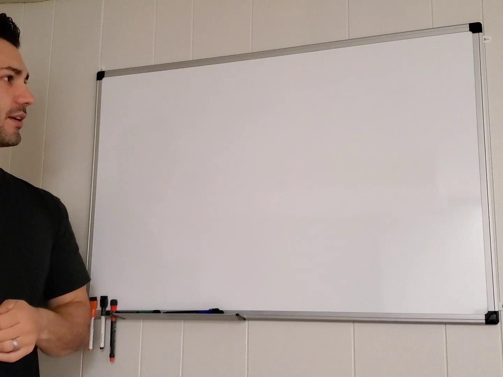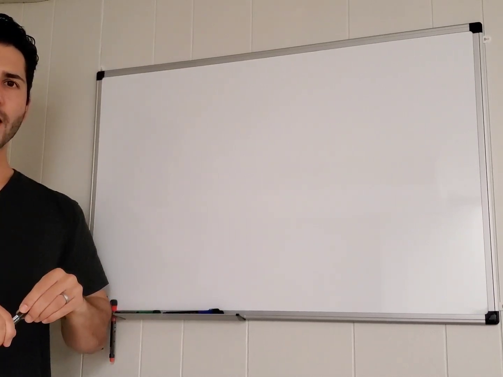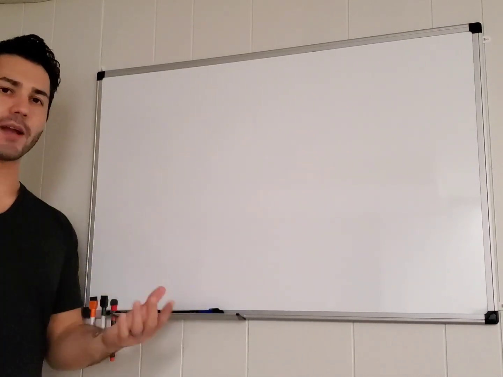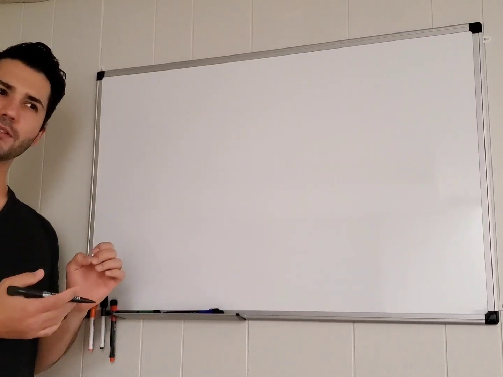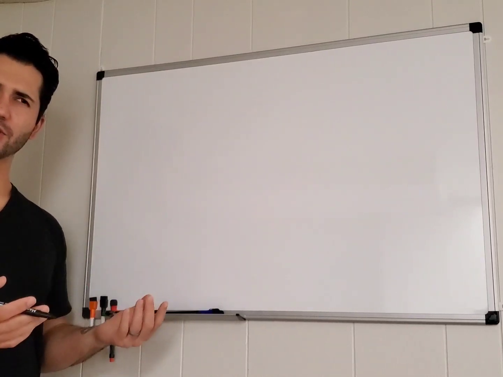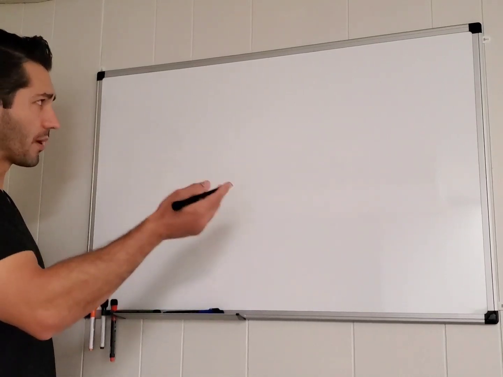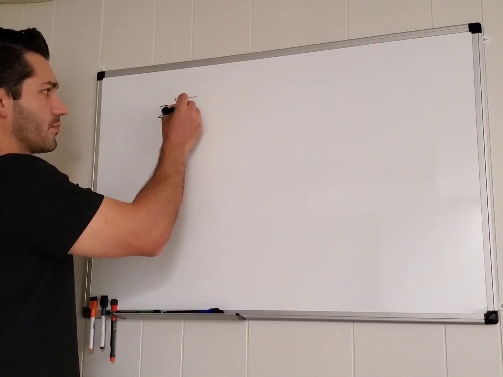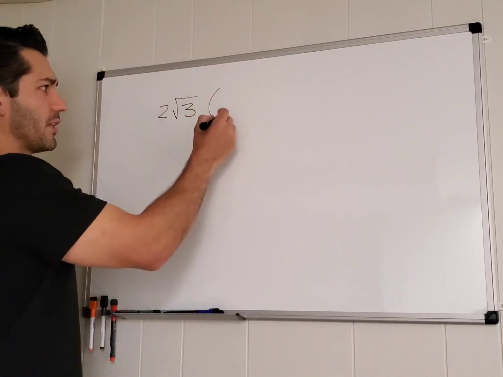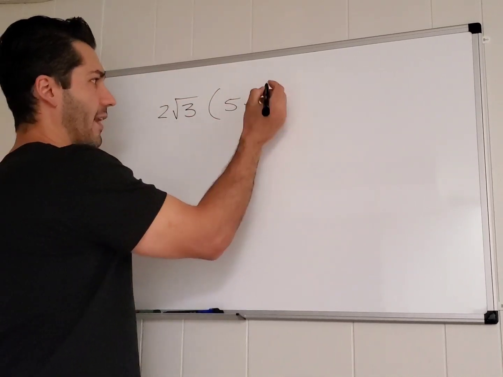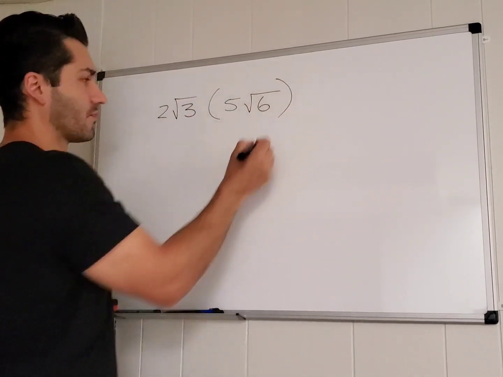Now that that's out of the way, let's multiply some radicals. So multiplying radicals, you did a little of it in the last section, but then again, the last section had 4 parts. It was pretty big. But the idea, if you don't remember, is very simple. 2 radical 3 times 5 radical 6.